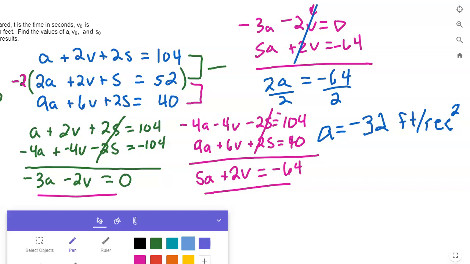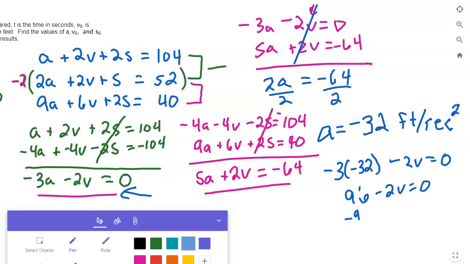And so to find v, you just plug that in. I'm going to plug it into this formula, -3a minus 2v equals 0. So you'd have -3 times -32 minus 2v equals 0. And so this would be 96 minus 2v equals 0, and minus the 96 over. And so -2v equals -96, and you divide by -2. And we'd have velocity being 48, and that's feet per second.